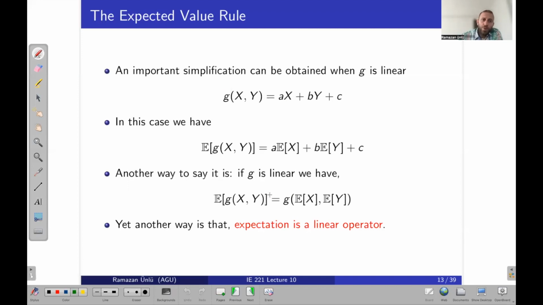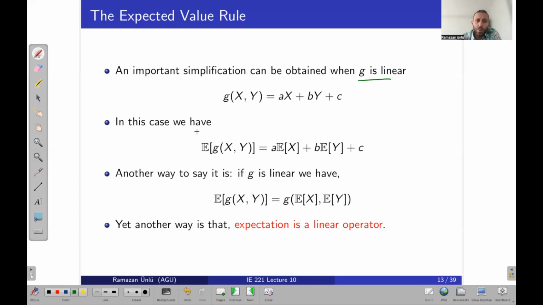So an important simplification can be obtained when g is linear. G is linear, okay? So let's say g of x and y is equal to ax plus by plus c. So this function is linear now.